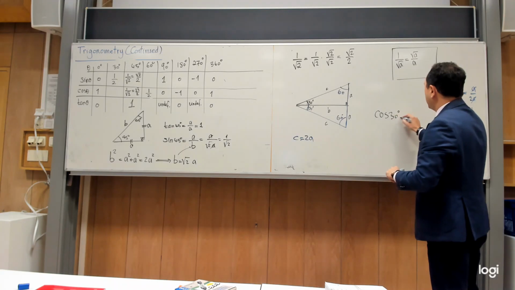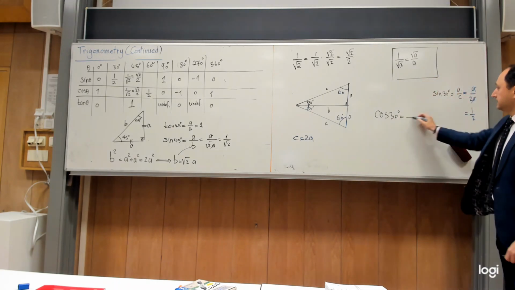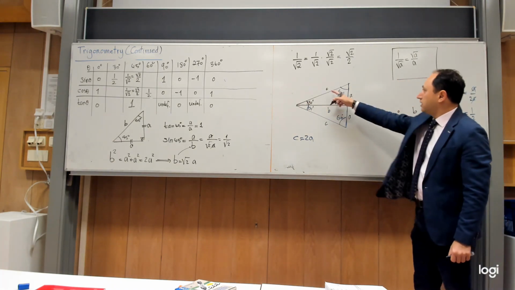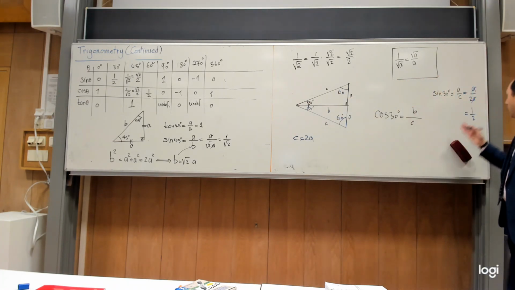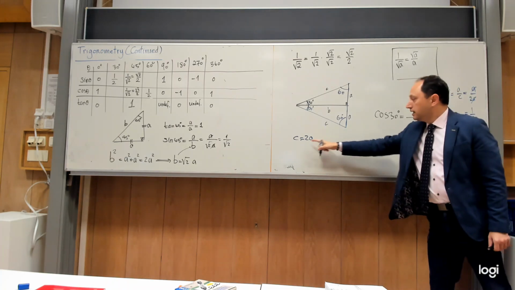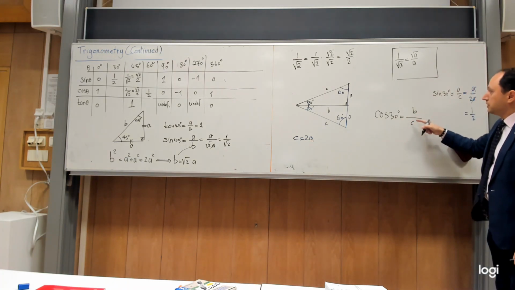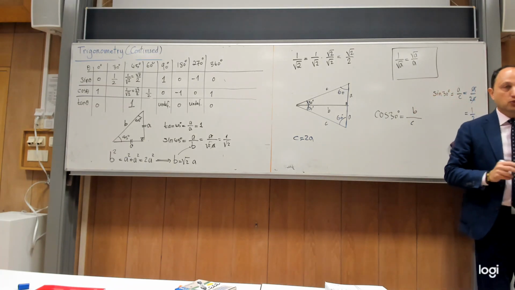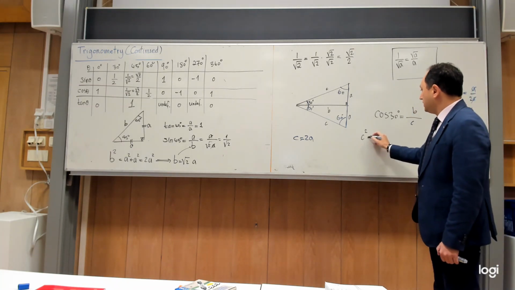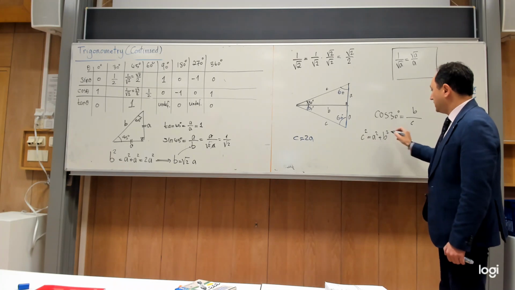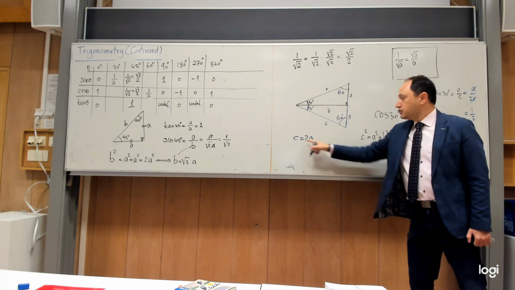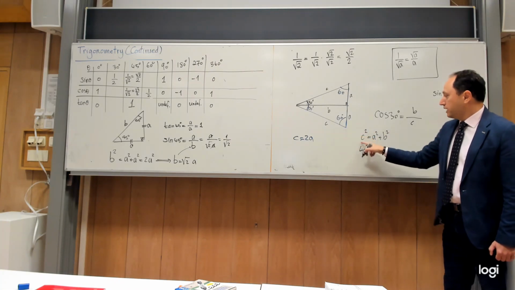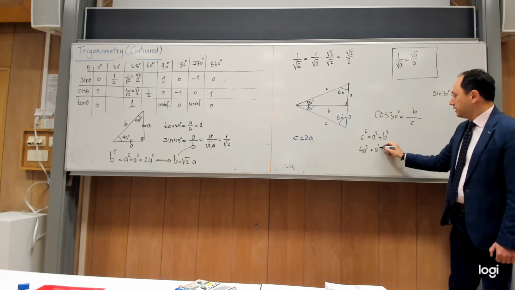So what is cosine of 30? The cosine of 30 is the adjacent side, which is B, divided by the hypotenuse, which is C. Now I have one relation here. I want another relation between them, but I know that in the original triangle I can use the Pythagorean theorem. So what is that? C squared is equal to A squared plus B squared, agree? But C is 2A, so instead of C, I put 2A squared, which becomes 4A squared, equal to A squared plus B squared.